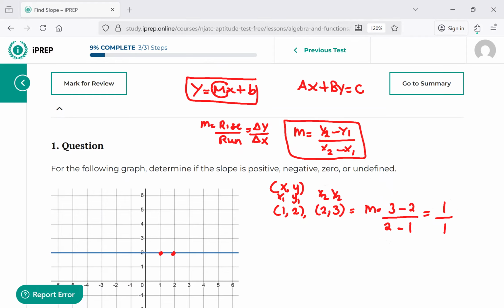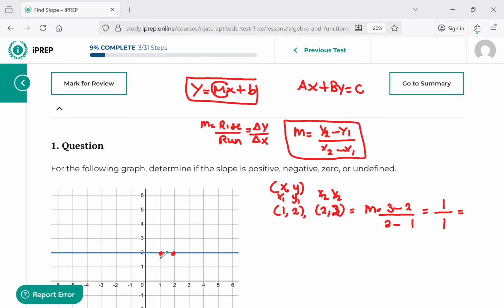Wait, is that right? I've got to double check. 1 comma 2. I thought it would be either 0 or undefined. This is 1 comma 2, and then this is 2 comma... Oh, my mistake. This is not 2 comma 3, this is 2 comma 2. Okay, so that changes everything a bit. So y2, which is 3, minus y1, which is 2, and x2 is 2 minus x1, which is 1. So 3 minus 2 is 1, and 2 minus 1 is 1. So yeah, our slope is 1.